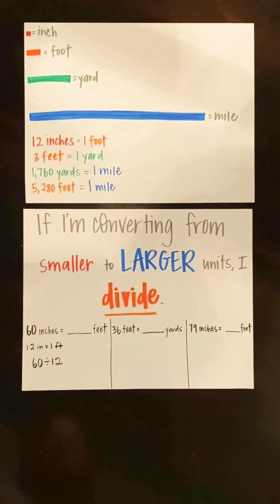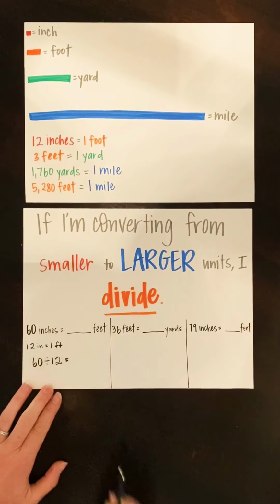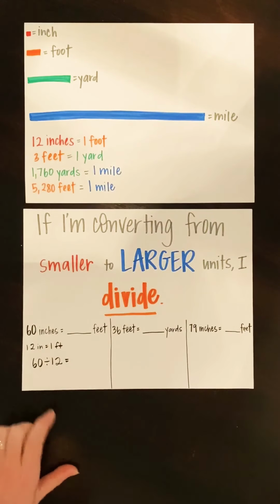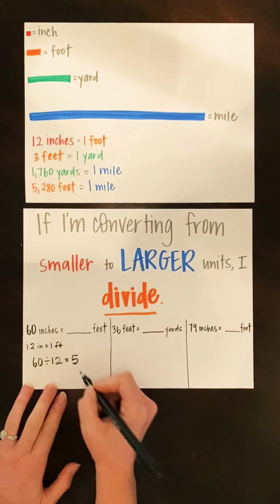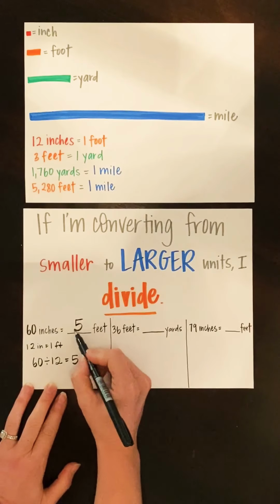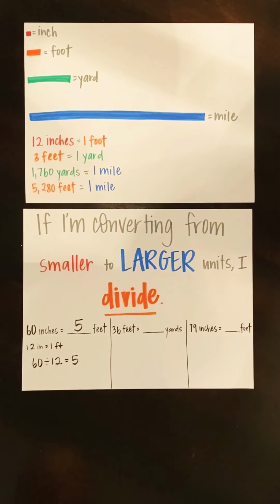Now, we haven't done long division with 2-digit numbers, but you could do a couple of different things. You might know off the top of your head what this is, or you could skip count by 12s to figure out how many groups of 12 there are in 60. And there are 5 groups of 12. So 60 inches equals 5 feet.